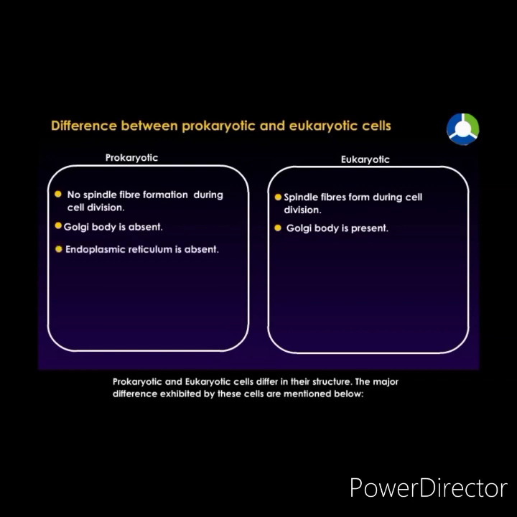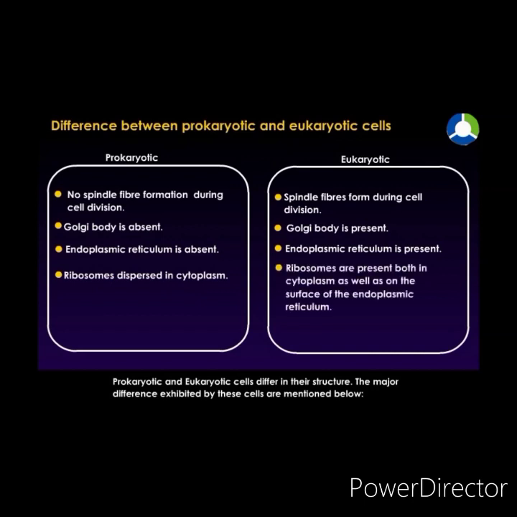In prokaryotic cells, the endoplasmic reticulum is absent. In eukaryotic cells, the endoplasmic reticulum is present. In prokaryotic cells, ribosomes are dispersed in the cytoplasm. In eukaryotic cells, ribosomes are present both in the cytoplasm as well as on the surface of the endoplasmic reticulum.